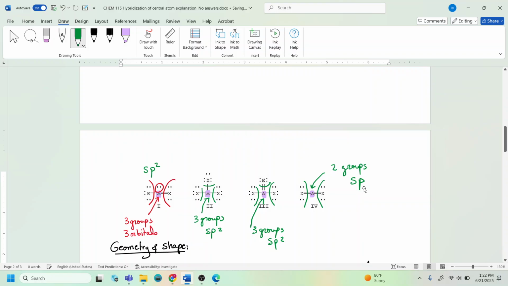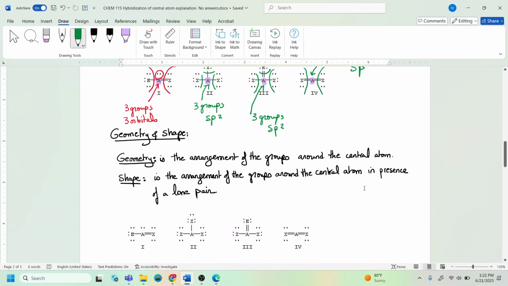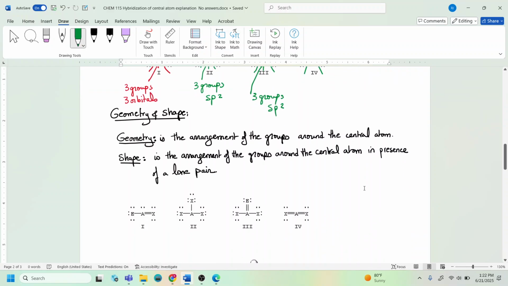That's for the hybridization. Now for the molecular geometry and shape. What's the difference between them? Simply, whenever you have a central atom, you want to see what is the orientation of these groups around that central atom, including the lone pairs. So when I'm talking about the geometry, I'm talking about the arrangement of the groups around the central atom.